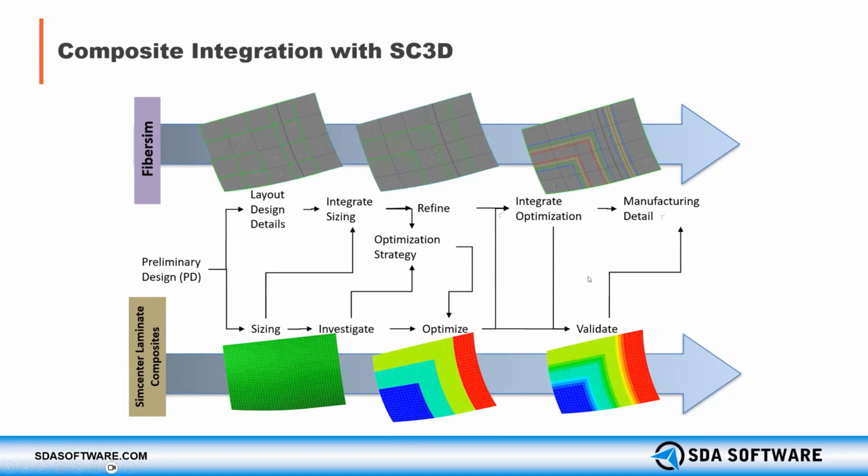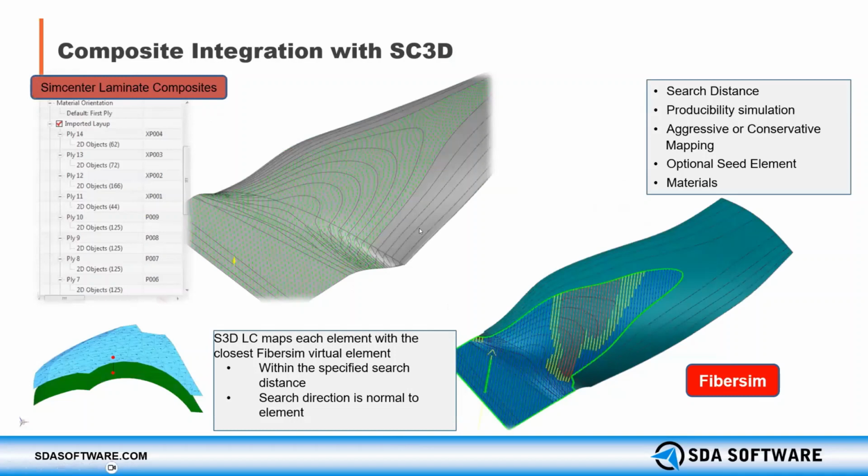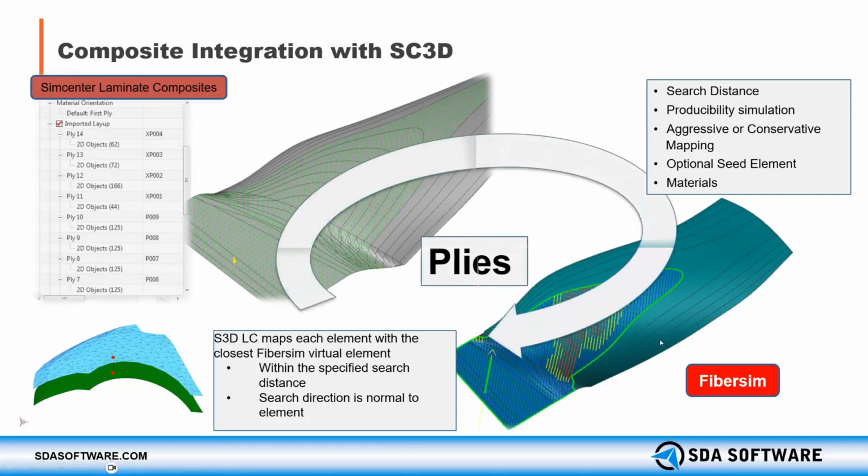Eventually, you'll end up with a manufactured part, and you're able to, again, communicate this data back and forth between Fibersim and Simcenter. Just a little bit more detail, we can do this through Simcenter and Fibersim's capability of exporting HDF5 files, allowing communication of plies between the two products. So we can develop the ply layups originally in Simcenter 3D itself with the different laminates. And then we're able to communicate that to Fibersim.